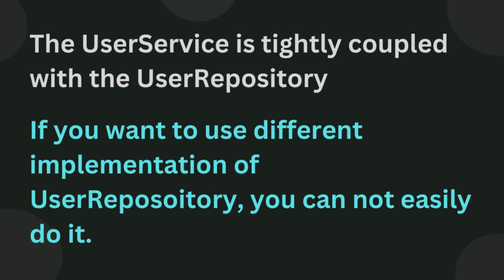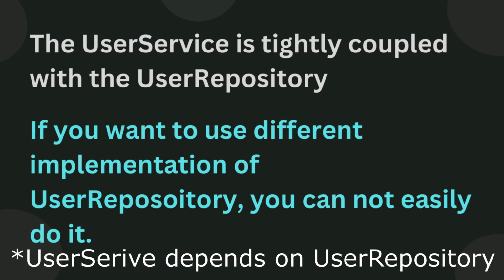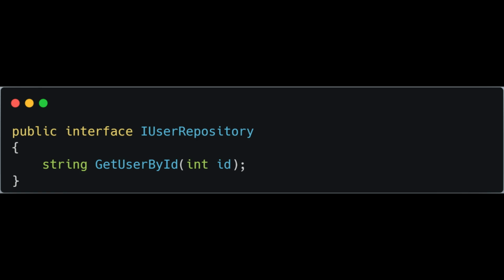Another problem is that if you want to use a different implementation of UserRepository, you cannot easily do it. For instance, you want to swap your UserRepository to a UserRepository with a different database. So here our high-level module, which is UserService, is depending on the low-level module, which is UserRepository. Let's refactor this example.